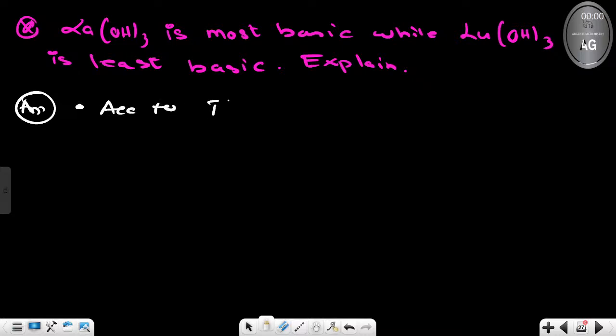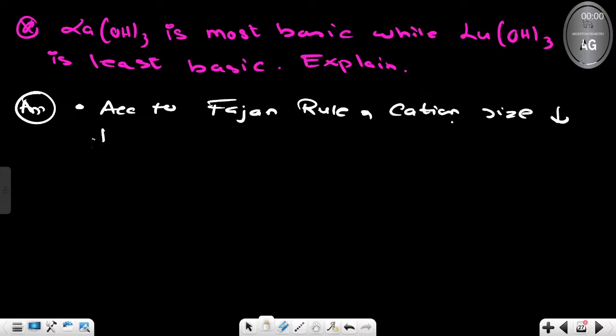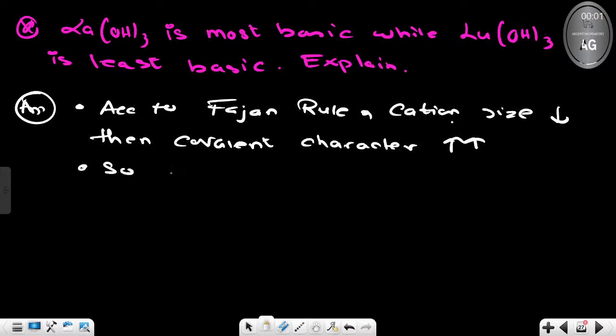So you have to write your answer like this. According to Fajan rule, if cation size decreases, then covalent character increases, so basic nature decreases. Clear?